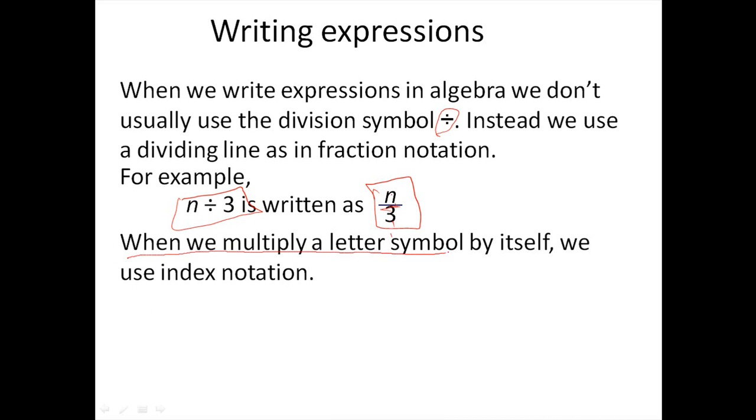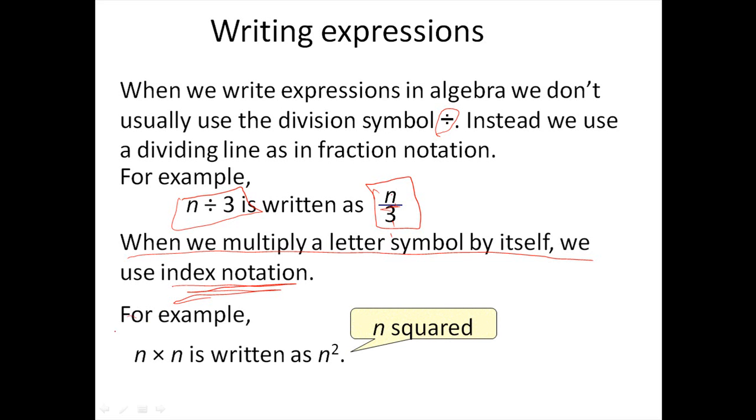Another important thing to remember is what is called the index notation. The index notation is that if I have a number multiplied by itself 2 times or 3 times or 4 times, then instead of writing it by itself again and again, we use what is called an index notation. Here is an example. Okay? So here n is being multiplied by n. So instead of writing n times n, we simply write n and we put a number on top of it, 2, meaning n is being multiplied by itself 2 times. And it's read n squared.